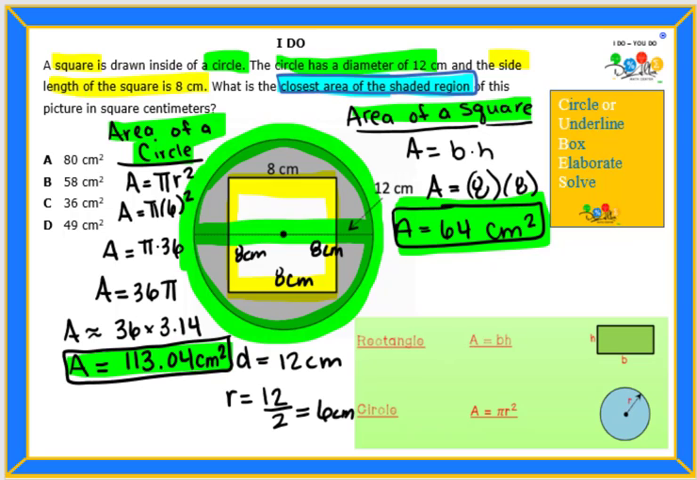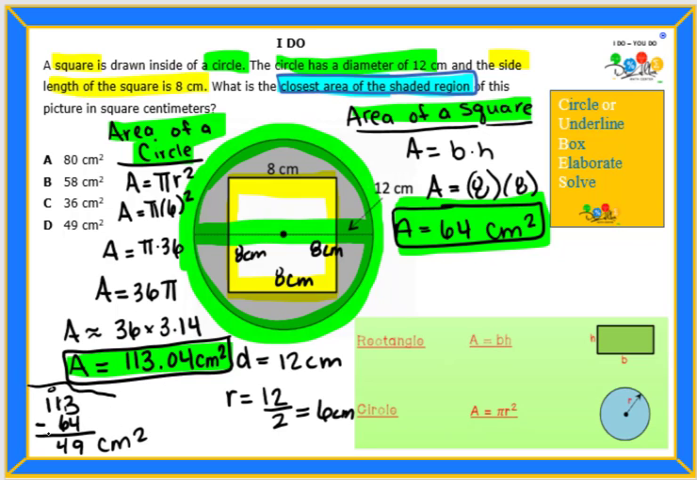Now for the circle, we have 113.04, but since my answers are in whole numbers, I'm going to go ahead and round it to the nearest whole number. So I'm going to use 113 minus the area of the square, which was 64. So when I subtract that, I get 9. And then 10 minus 6 is 4. So 49 squared centimeters.